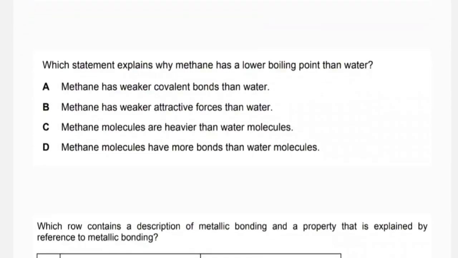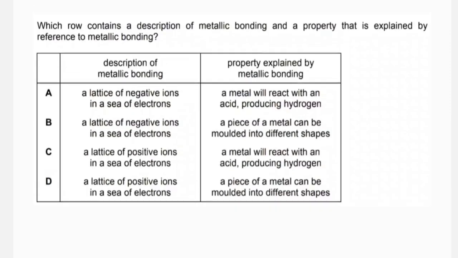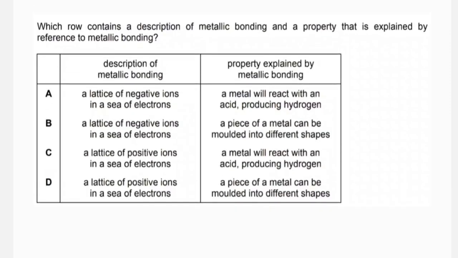Which statement explains why methane has a lower boiling point than water? Again, intermolecular forces, right? Methane has weaker covalent bonds, wrong. Methane has weaker attractive forces than water, right. Methane molecules are heavier, doesn't matter. Methane molecules have more bonds, no it's not. So that's the answer.